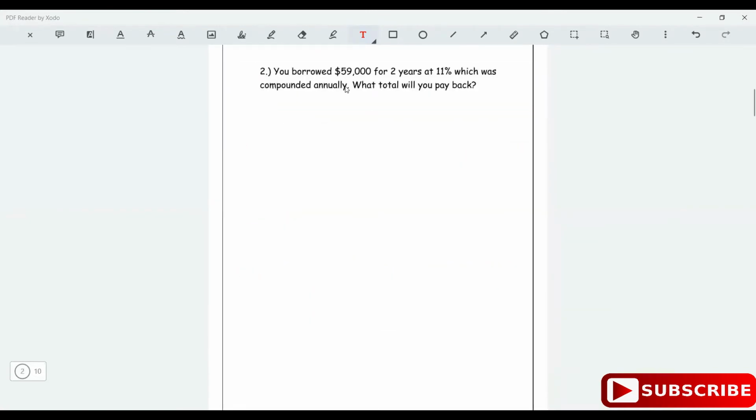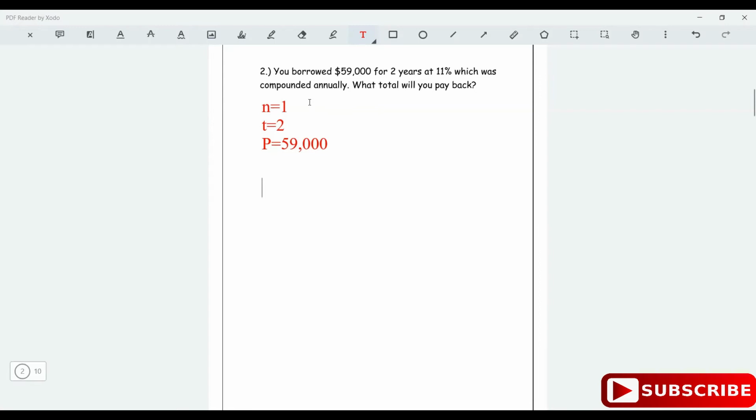You borrowed 59,000 for 2 years at 11%, which was compounded annually. So compounded annually is telling you that n equals 1. The time t equals 2. How much did you borrow, the principal? $59,000. That's a lot of money to borrow. All right, so we have n, we have t, we have p.